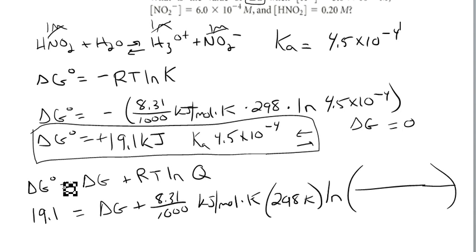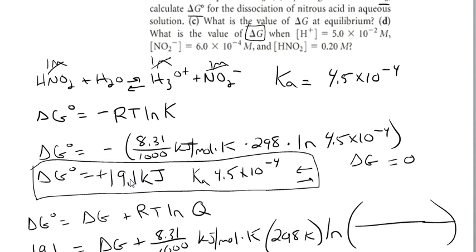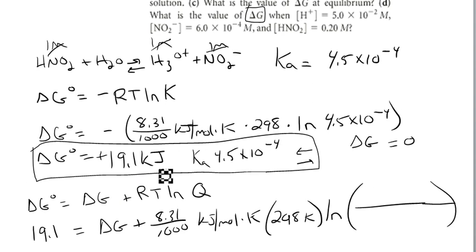This is where we put products over reactants. They give us that the H concentration is 5 times 10 to the negative second. So over here we're doing 5 times 10 to the negative second for the H concentration. The NO2 concentration is 6 times 10 to the negative fourth. And then our reactant is 0.2 molar. And so we simplify for this. We do natural log of that times 298 times 8.3.